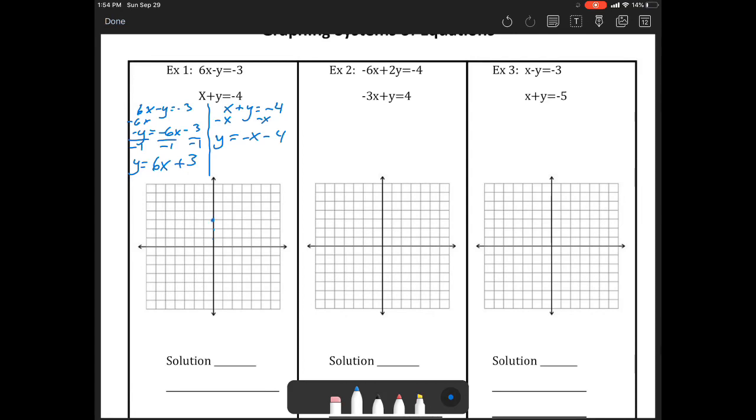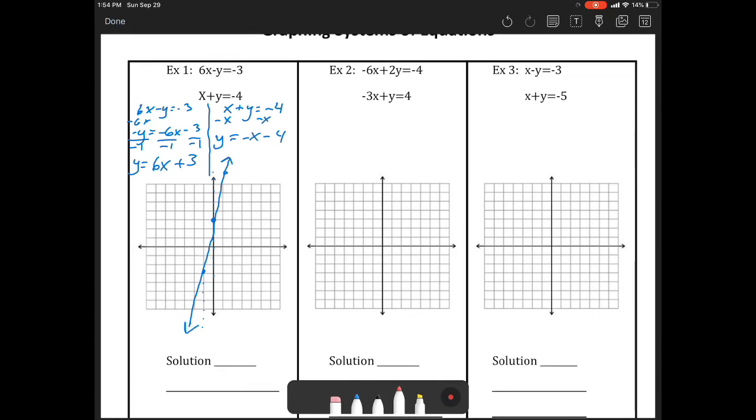We're going to go up 3 points. That's my y-intercept. Then up 6, 1, 2, 3, 4, 5, 6 over 1. And you can do the same thing going down, 1, 2, 3, 4, 5, 6 over 1. And there's my pretty first line.